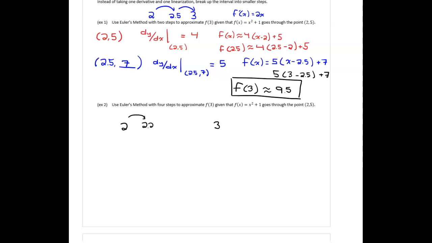So our stopping points are going to be 2.25, 2.5, 2.75, and then finally 3. So we are going to have 4 different derivatives, 4 different points, and then we should end up at 3. So I'm going to pause the video and work this out, and then hopefully we will have an answer that's even more accurate than 9.5.